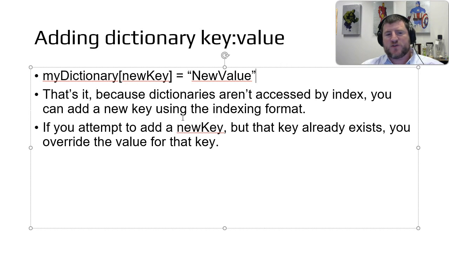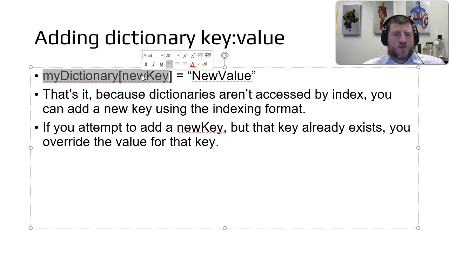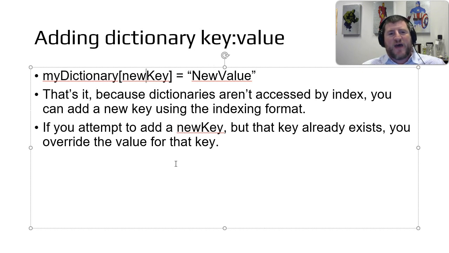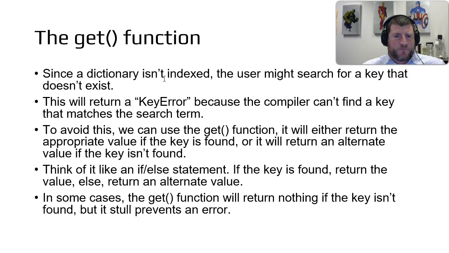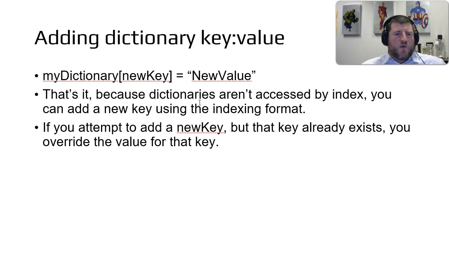So really similar to every other variable we work with, the left side is telling you what the variable is, and the right side is telling you what the value is. The only difference is that this will now store it within that dictionary, and it doesn't store it on its own. Now again, if you attempt to add a new key, but that key already exists, it's just going to override the value for it in the dictionary. We'll look at some examples of this when we get into the actual coding today.